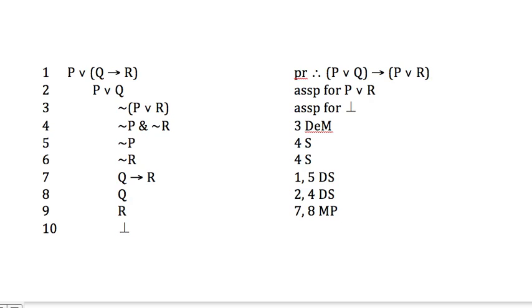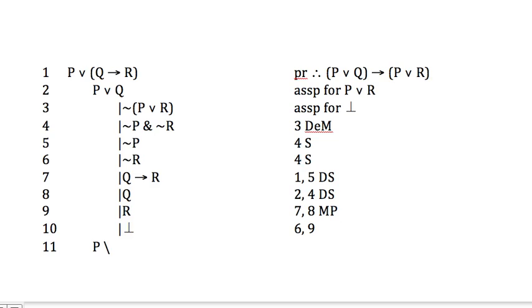So the contradiction is between lines 6 and 9. And we've completed our innermost subproof. So we can go ahead, put in the scope line. What do we conclude? Well, on line 3 we had the denial of P or R. So what we conclude on line 11, of course, is P or R. The justification is 3 through 10. Indirect proof.